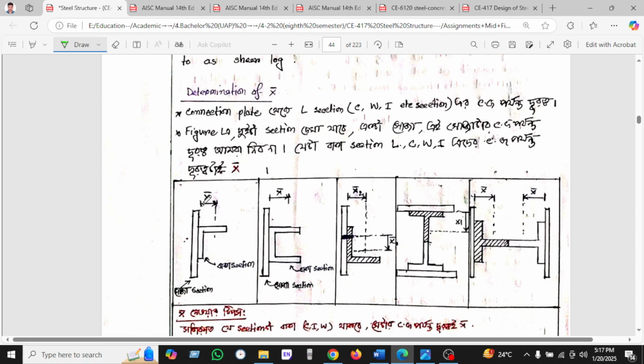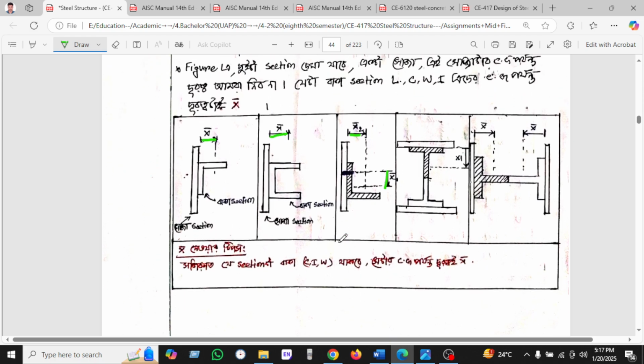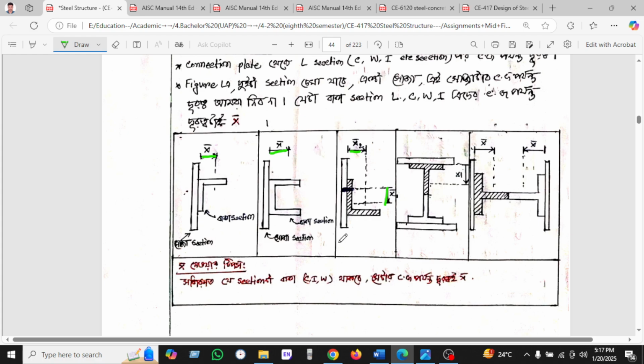So you can see the x bar is taken from the connection plate to the desired CG. You can see x bar, another x bar. In this case, you can see x2 bar and x1 bar. These are the two CGs that have been taken. Okay, how do we get the CG? When we consider the bending, then we take only this portion for the CG.